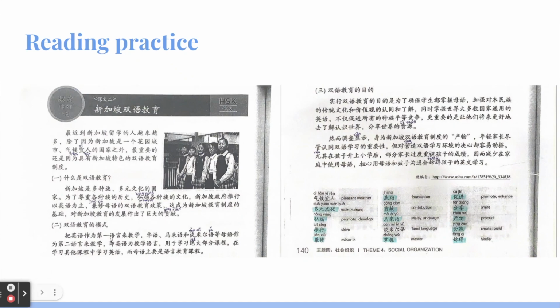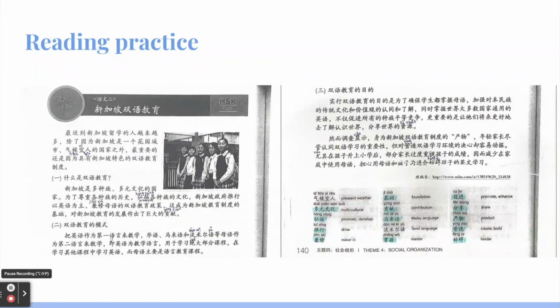So basically summarizing what the text said, this is about bilingual education in Singapore. In the intro section, it is talking about how Singapore is a garden city where it has nice weather, but except those things, the most important thing is that Singapore has a unique bilingual education. And moving on, in the first paragraph, it is answering the question about what is bilingual education. In the second paragraph, it introduces the system of bilingual education. The text basically says they use English as the first major language. They use Chinese, Malay, or other languages as their second language to learn in schools.